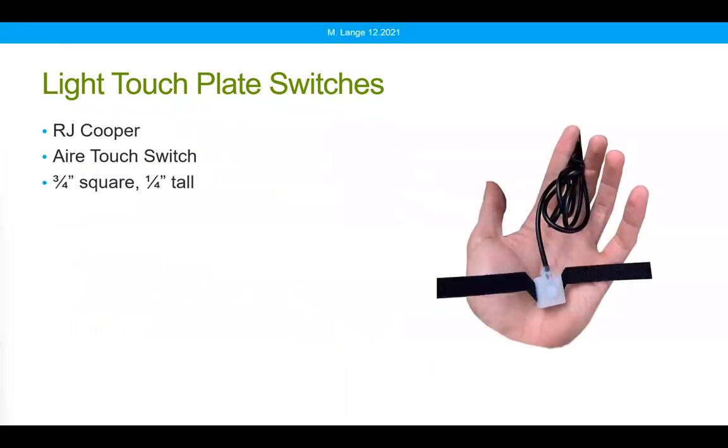Another light touch plate switch is from RJ Cooper. It's called the Air Touch Switch, and you can see it's available here on a strap. You can put it in someone's palm and they can squeeze it. This strap base is also available on the Ablenet spec switch.